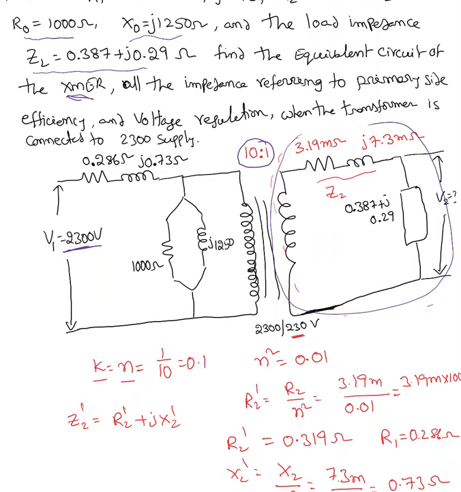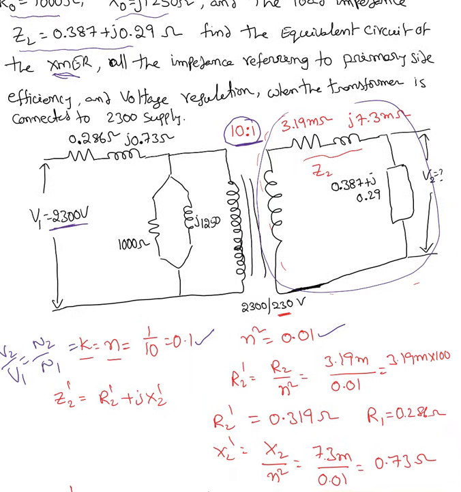Okay, now first thing we need to find is the N value. N is the transformer ratio, or K value, which is N2 over N1. I have N2 equal to 1, N1 equal to 10, which is also equal to V2 over V1. If you want to, you can say V2 equal to 230, V1 equal to 2300. So I end up with N value as 0.1, so N square must be 0.01. Now I'm transferring secondary impedance to the primary side. So when I'm doing it, I need to divide it by N square.